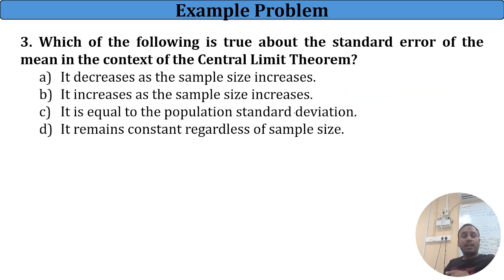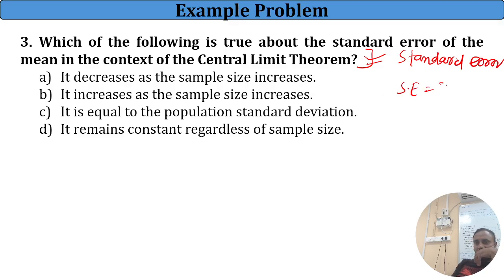Now we have the third question. Which of the following is true about the standard error of the mean in the context of central limit theorem? Sir, option A. We know the standard error is actually sigma upon root n. Standard error is inversely proportional to n, so when we increase n, it is going to decrease. So this is going to be option A.